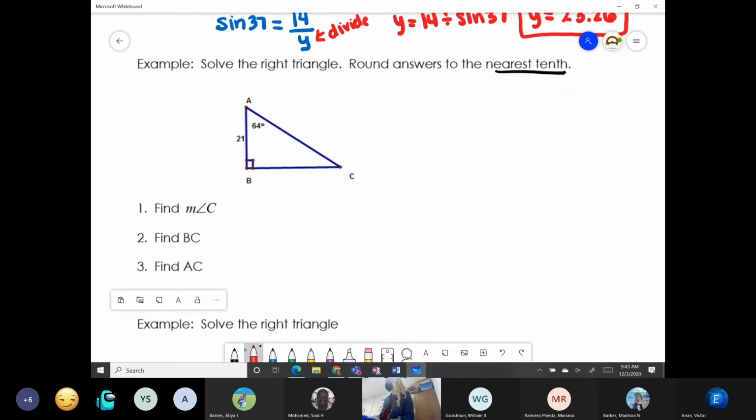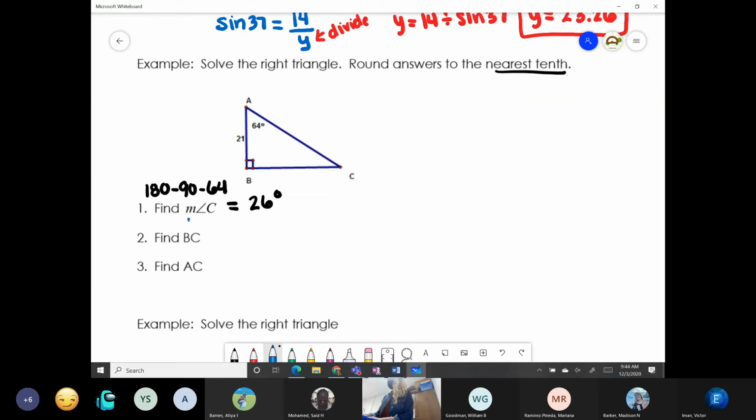For this problem, the first thing I want to do is find the measure of angle C. To find that, I'm going to do 180 minus the 90 minus 64. So the measure of angle C is going to be 26. And we want to solve the whole triangle, so now I need to find these two missing sides. You can use any variable. I like to make my first side X and my second side Y. But if you want to use Q and V or Z and X or whatever letters you'd like, you can totally do that.